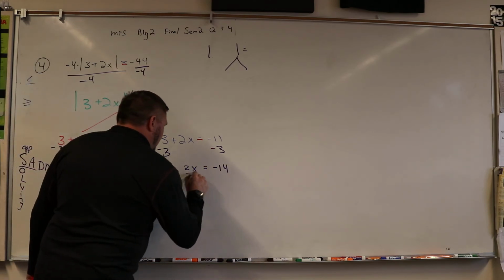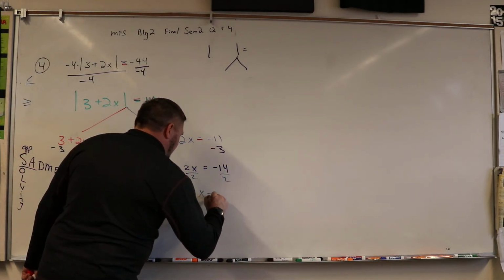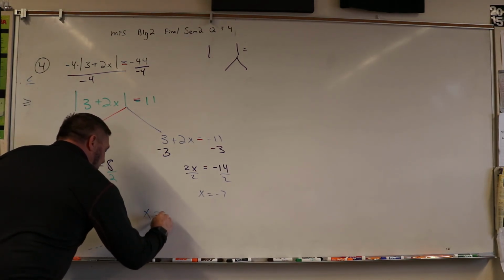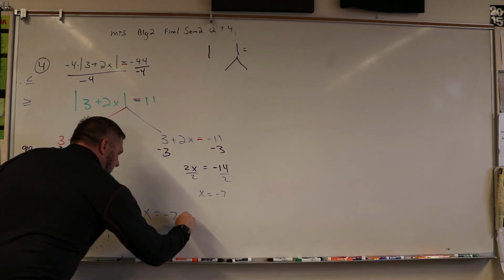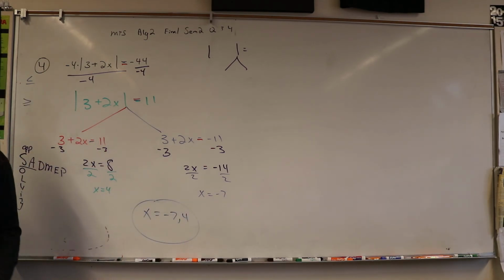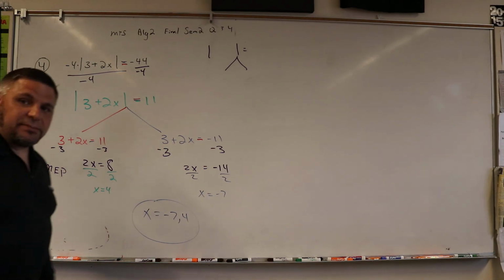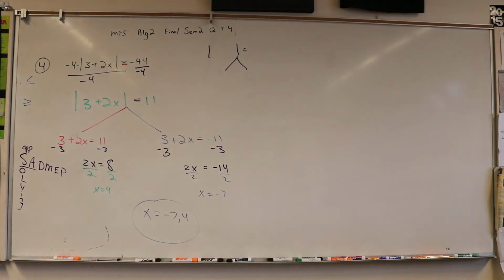Alright, boom, boom, and x is equal to... So, in this case, x is equal to negative 7 and 4. Okay, so 2 answers. Alright, that's number 4. Questions? As long as you know the rules, it's pretty easy, yeah? Good? Okay.